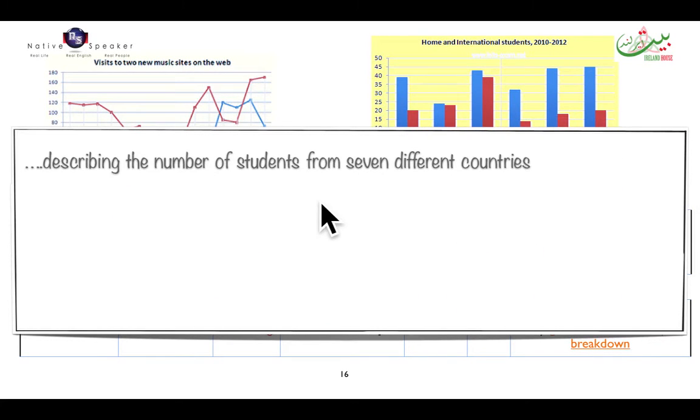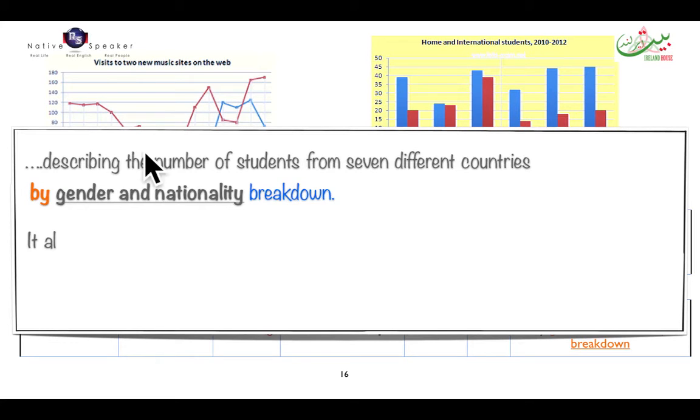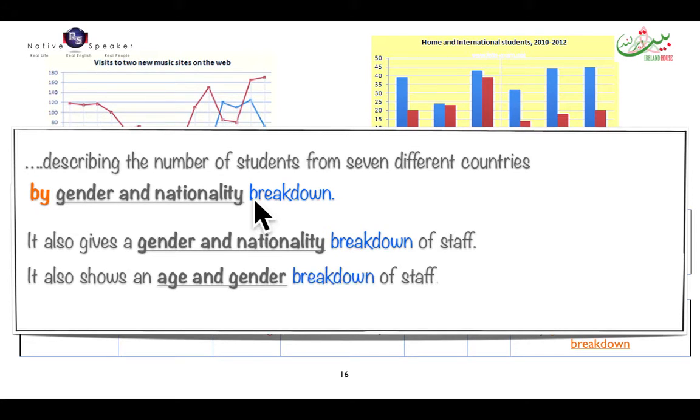So it's not the only way of describing that. So describing the number of students from 7 different countries, and then you can say by gender and nationality breakdown. Or you can write full stop and give it its own sentence. It also gives a gender and nationality breakdown of staff, which could be a third sentence in your paragraph. It also shows an age and gender breakdown of staff, because in this graph here it gave both, I think, about 2 of the categories for breakdown.